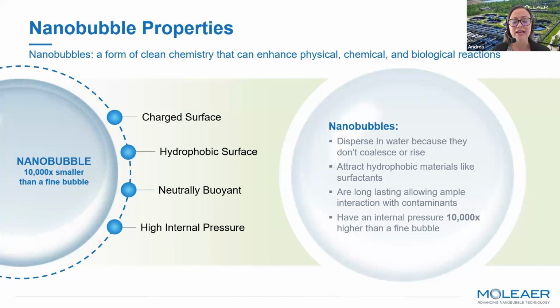Like larger bubbles, nanobubbles have a charged surface, and that surface is hydrophobic. But unlike larger bubbles, nanobubbles do not rise to the surface. They are neutrally buoyant and follow Brownian motion. This has to do with their size. Also, because of their size, they have an extremely high internal pressure. And it's these two properties that enable nanobubbles to do things that larger bubbles cannot do.